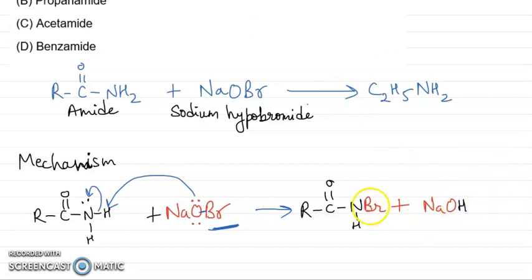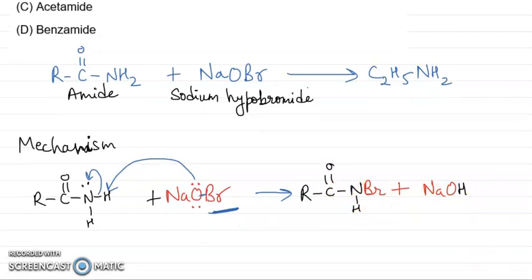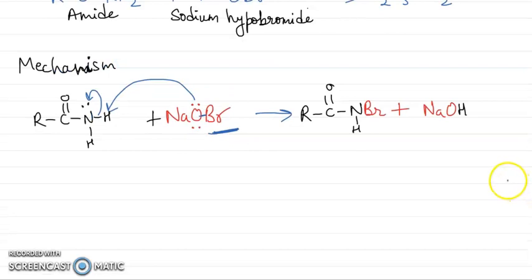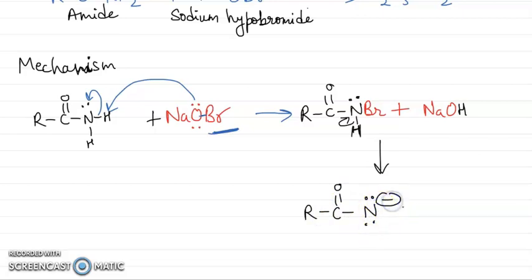So now we have this group along with a strong base. NaOH is a strong base. So what would it do? It would abstract this hydrogen also. Nitrogen has one lone pair of electrons. Now this would abstract one more hydrogen atom and hydrogen will give its bonding pair electrons to this nitrogen atom. So R, C, O, N, there are two lone pairs of electrons and a negative charge along with the Br bond.